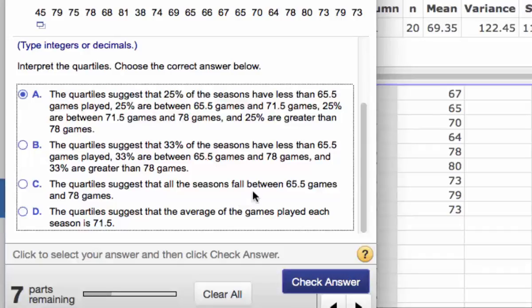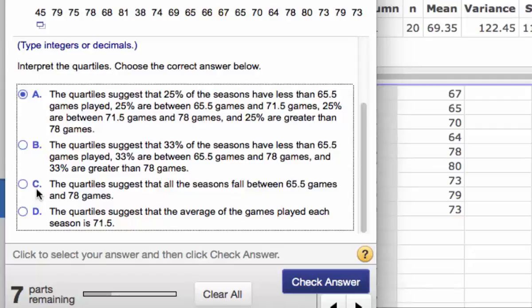All seasons fall between 65.5 and 78. How many of the seasons fall between 65.5 and 78? If we were to change C, how would we change it to make it right? How many seasons fall between 65.5 and 78? That was Q1 and Q3, right? 50%, right? It's because it's two quartiles. So from Q1 to Q3 is 50%.